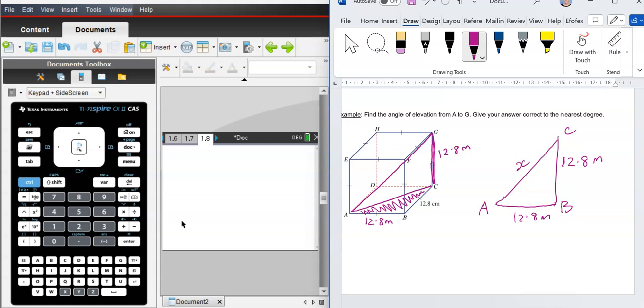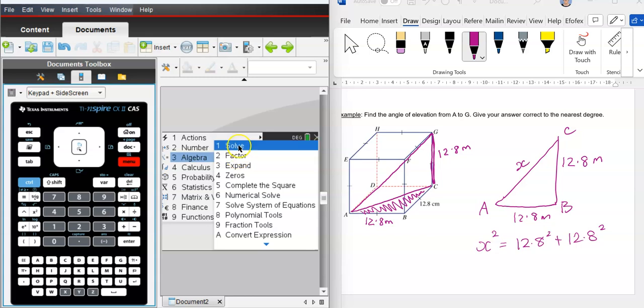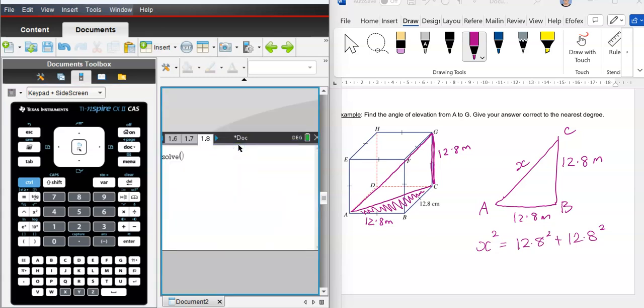So the first step is to use Pythagoras, and x squared is going to be equal to 12.8 squared plus the other 12.8 squared. So if I solve that on the calculator, again, because it's not trigonometry, I can use just normal solve. Don't have to do numerical solve for just normal equations. Only if I've got sine, cos or tan in there, I have to worry about numerical solve.